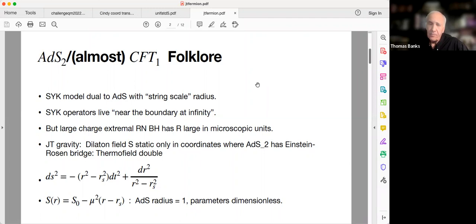And that set of coordinates has a horizon in it, and the metric looks as shown here. It's got a standard Schwarzschild type horizon at a point R equals R_S. And the scalar field in that geometry has the form that's linear. It's a constant plus a linear term in R minus R_S.